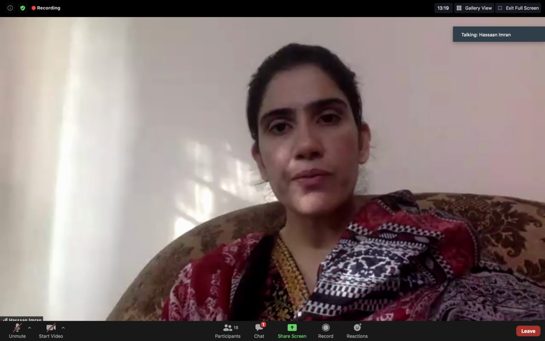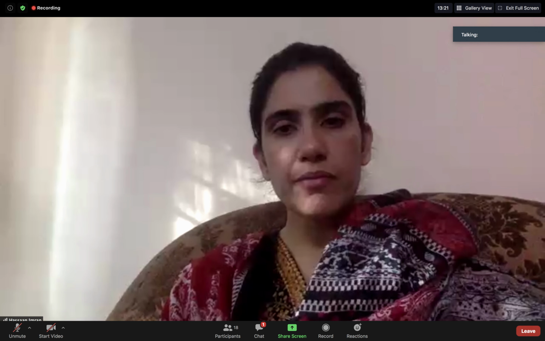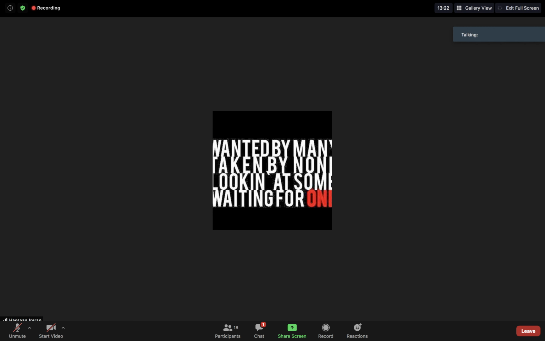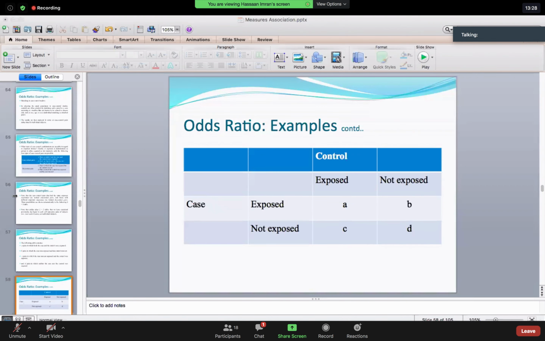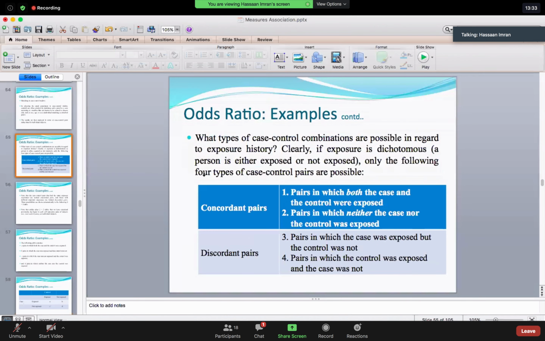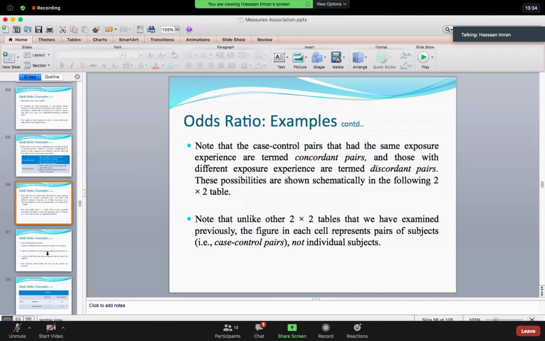Clear, all of you? Yes, ma'am. So that is what is going to be the basis behind your matched case control study. And if you just go into that, this detail is also written with you.